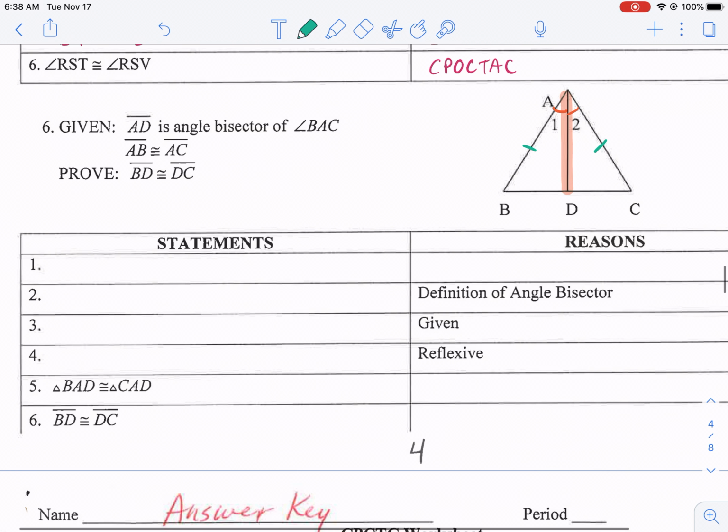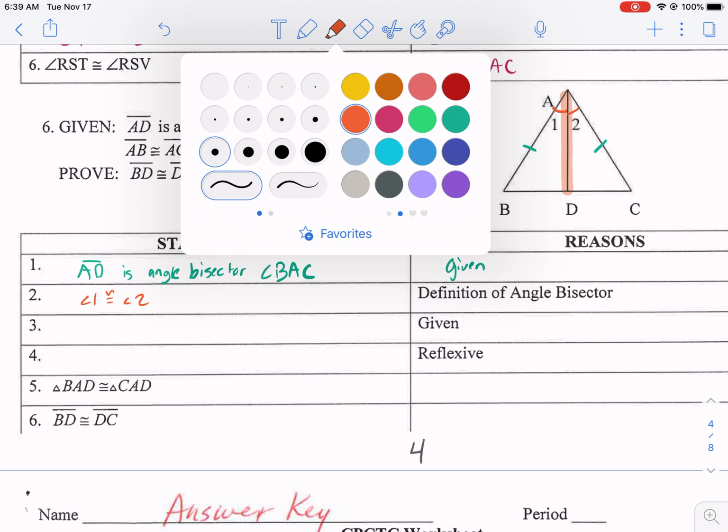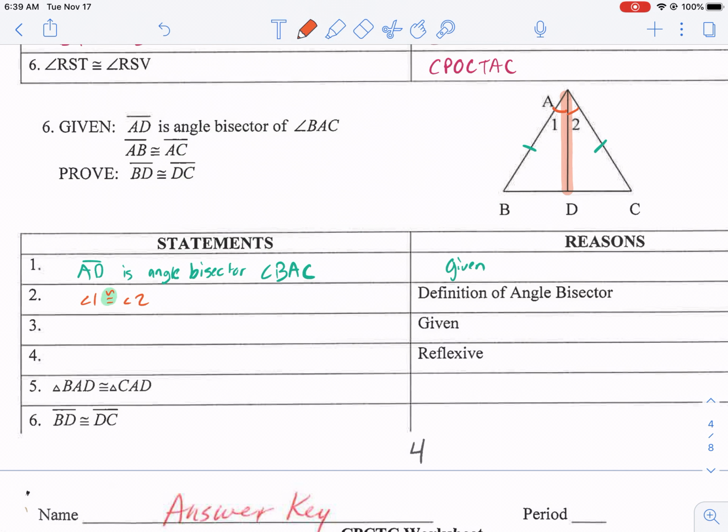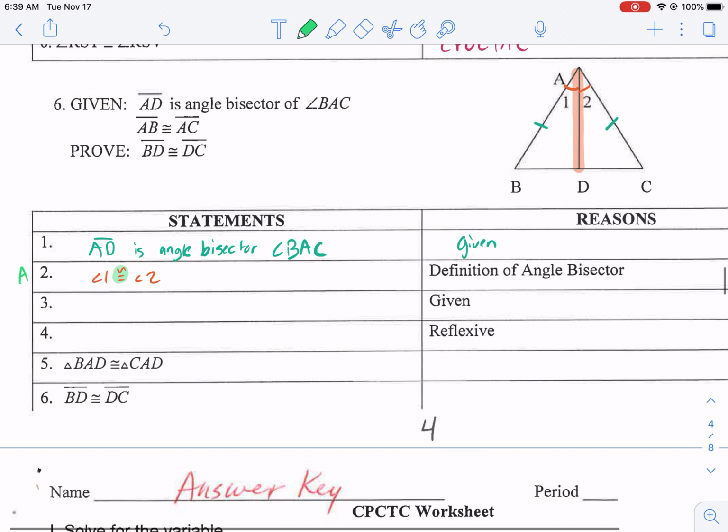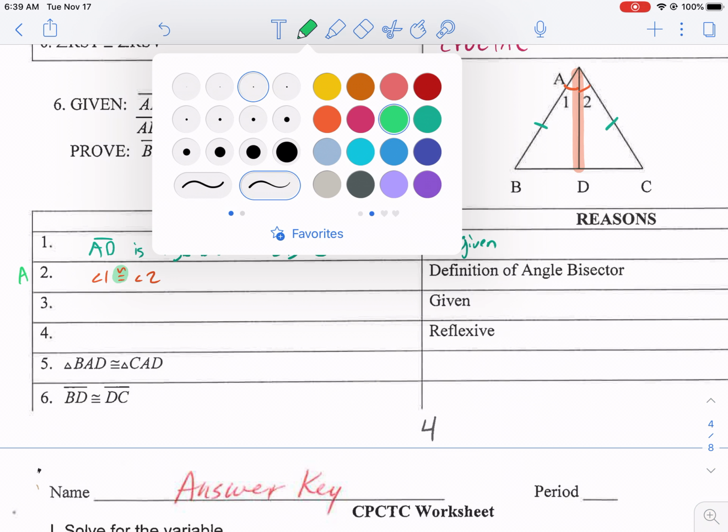So let's see. We're going to list our given first. So sorry, AD is, that's Anthony Davis, is angle bisector, and that is given. Okay, now, definition of angle bisector. What did we bisect? We said angle 1 is congruent to angle 2. Alarm, alarm, alarm, congruent. Guess what we got? An angle. Finally got it this time. What do you know? We have another given. That was my friend AB.